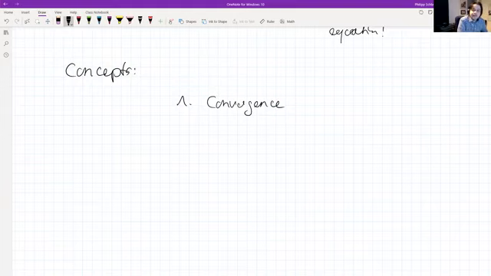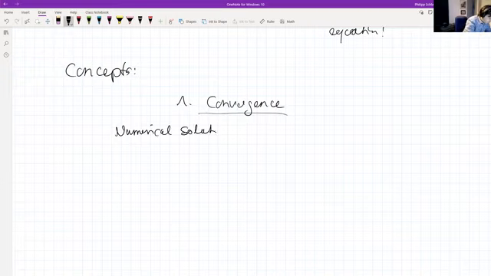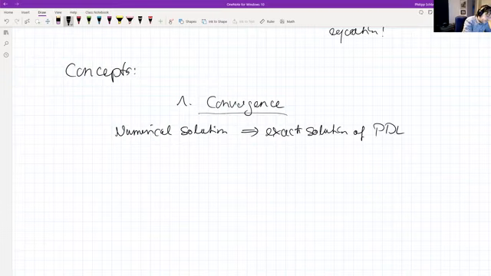Convergence, I guess, this is our ultimate goal. We would like to converge to the correct result. So the idea with convergence is that our numerical solution should actually in some way converge towards the exact solution of the original partial differential equation.